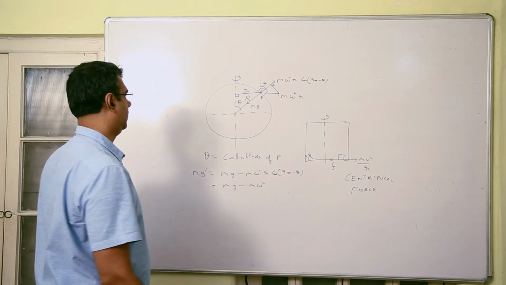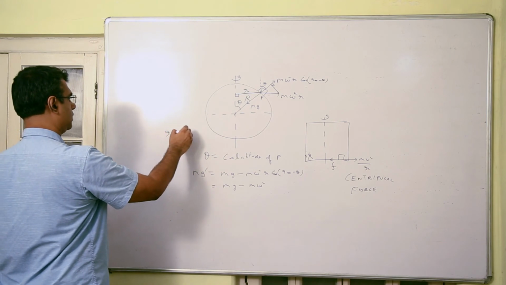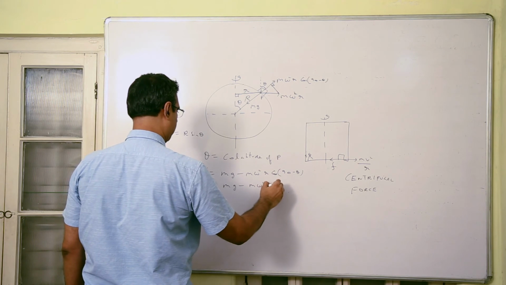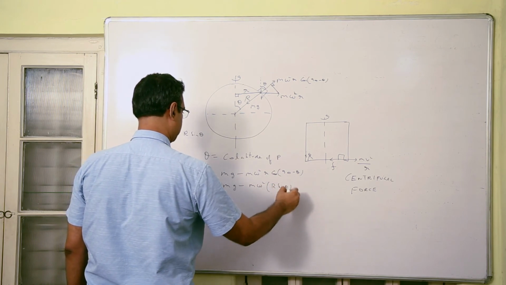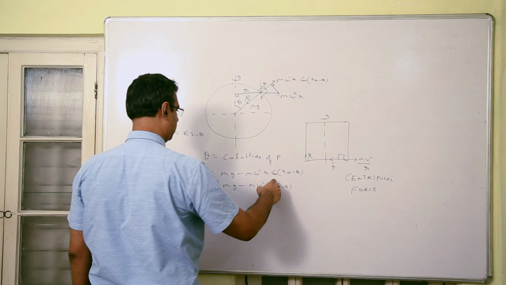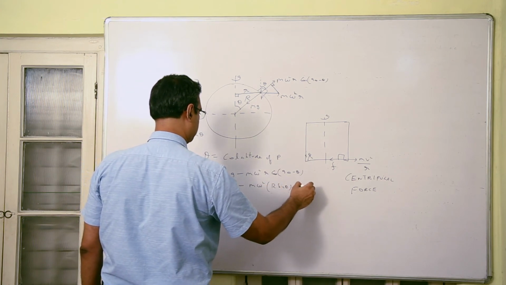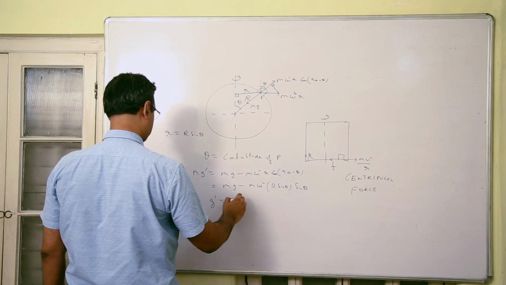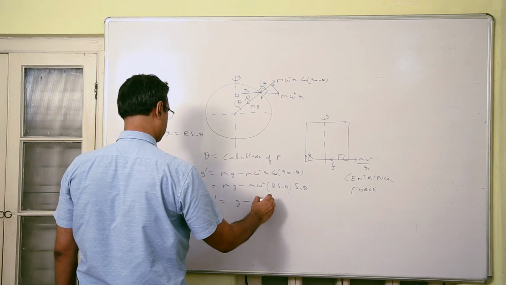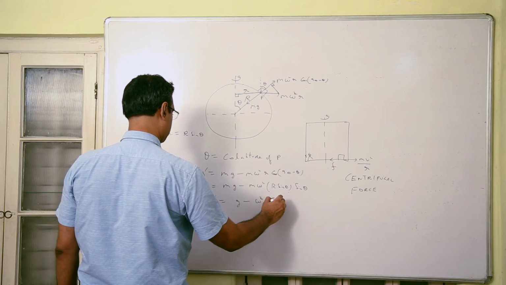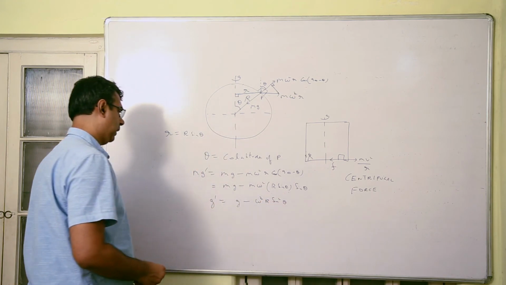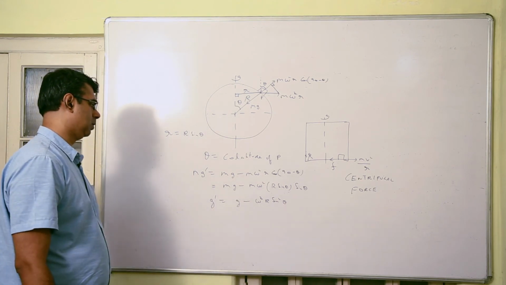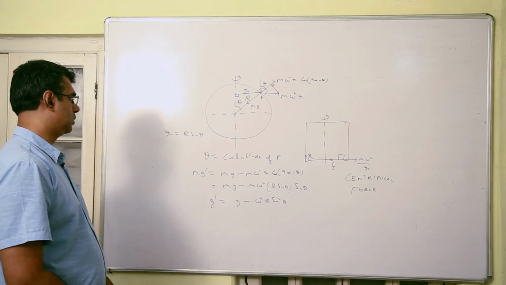Now look at this diagram carefully. You will see that small r is nothing but capital R sine theta. So instead of small r you write capital R sine theta, and instead of cos 90 minus theta you write sine theta. So we are getting g dash equal to g minus omega square into capital R sine square theta.